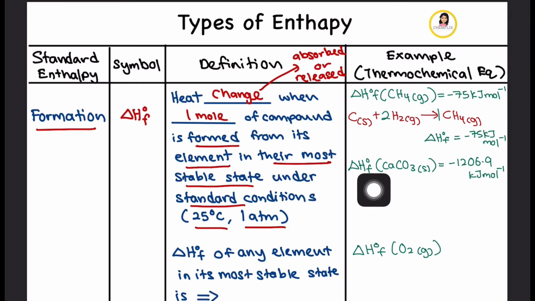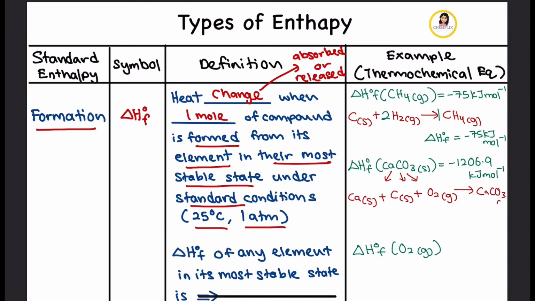The next example here is on delta H formation of calcium carbonate with value negative 1206.9 kilojoule per mole. So in order to write the thermochemical equation, identify the elements present. That would be calcium, carbon as well as oxygen. The most stable state of calcium would be calcium solid, plus carbon solid, plus O2. For oxygen, that is the most stable form and it would be a gas, and this forms calcium carbonate solid.